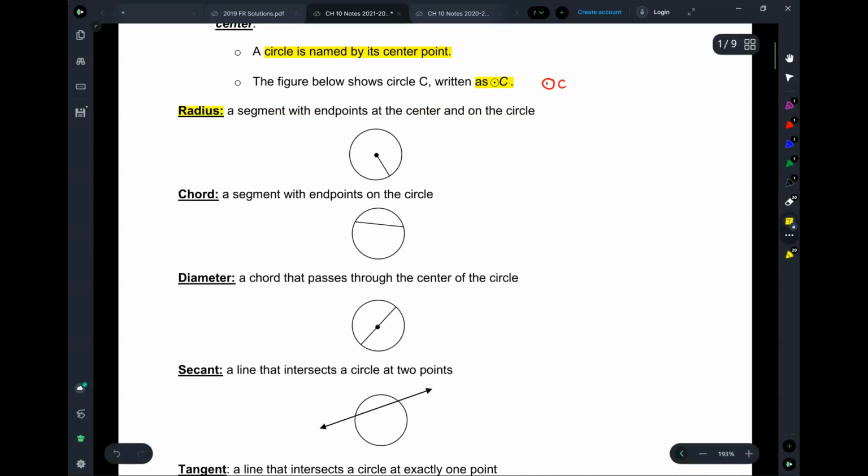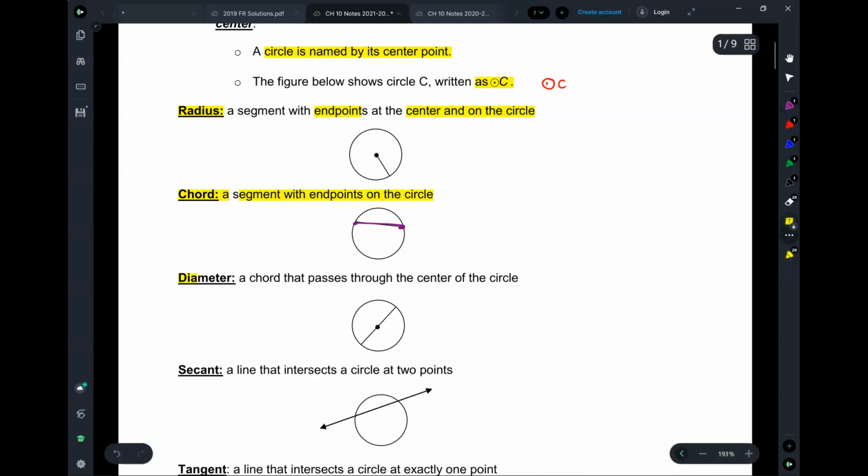So this vocabulary you all know, right? A radius is the segment with endpoints at the center and on the circle, right? So that's a radius. You all know all this. A chord, different from what it is in music, is a segment with endpoints on the circle. So you just start from one point on the circle, go to another point on the circle, but not passing through the center, right? That's a chord.